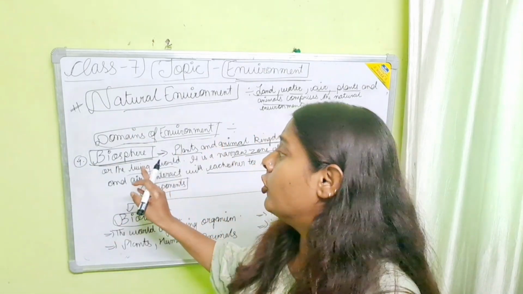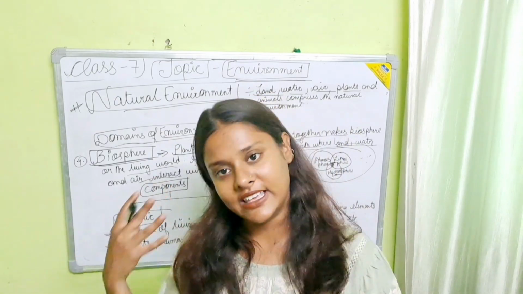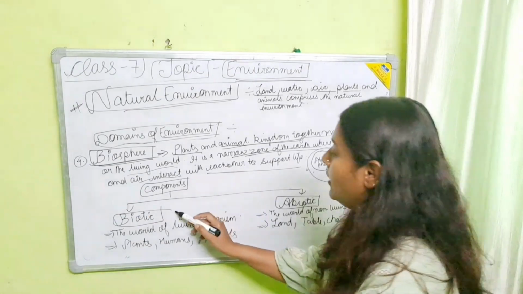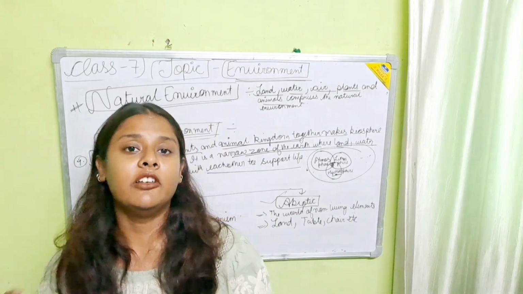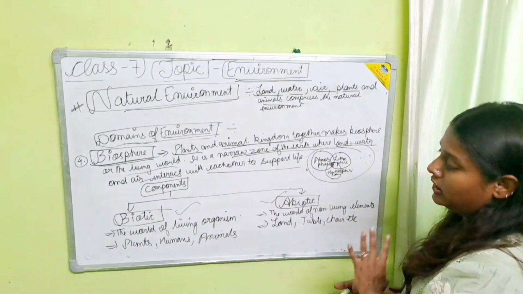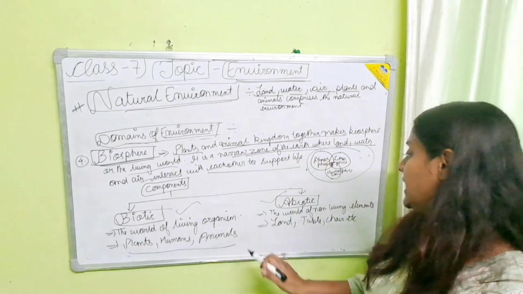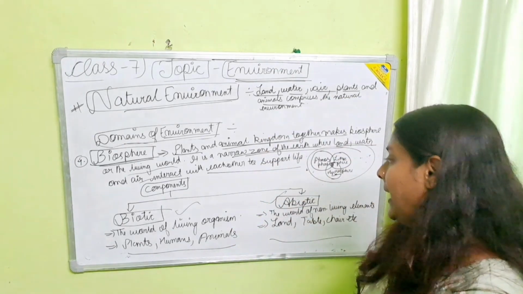We have studied about 4 domains of environment, which are lithosphere, hydrosphere, atmosphere, and 4th is biosphere. And biosphere is the only domain where life exists. Biosphere consists of 2 types of components, that are biotic and abiotic. Biotic components consist of living organisms, and abiotic consists of non-living organisms.